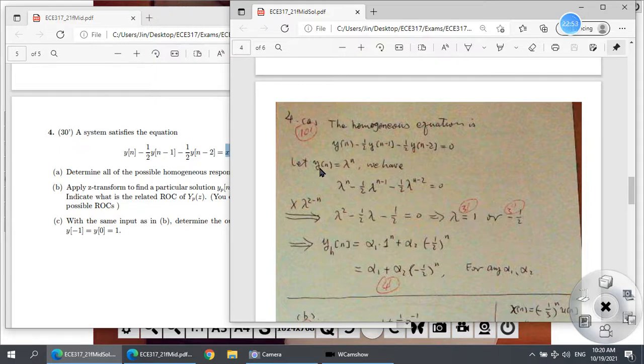You just let y[n] be a power of some lambda and try to find this lambda. So you plug in: y[n] is lambda to the n, y[n-1] is lambda to the n minus 1, y[n-2] is lambda to the n minus 2. And we can make this last term constant, so I multiply by lambda to the 2 minus n, the reverse of this power.